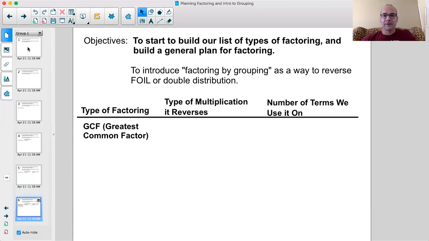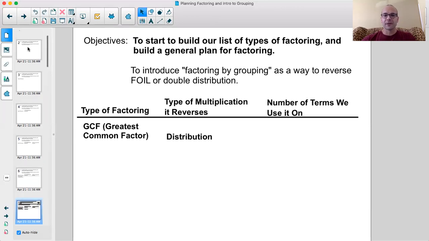So let's take a look at the first kind of factoring we saw. At the time, we called it greatest common factor, and we really didn't use that over and over again because we weren't identifying it amidst other things. But the greatest common factor reverses distribution. So an example would be something like this.